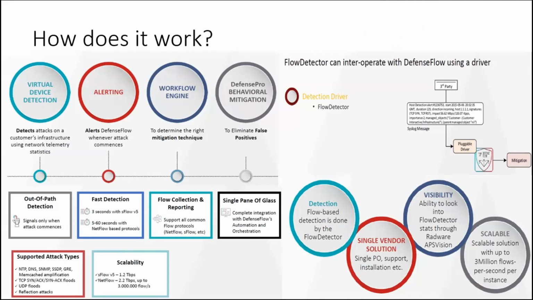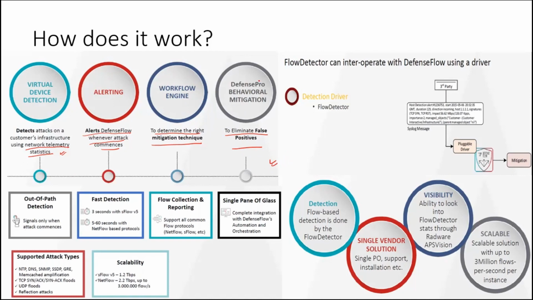So this is the flow. First, it detects attacks on a customer infrastructure using network telemetry statistics, which is the network traffic metadata. Then it alerts DefenseFlow whenever an attack commences. Then it determines the right mitigation technique through the workflow engine. And then it eliminates false positives with DefenseFlow behavioral mitigation. So these are the full steps of mitigating any false positive issue. Okay, so this is one by one.